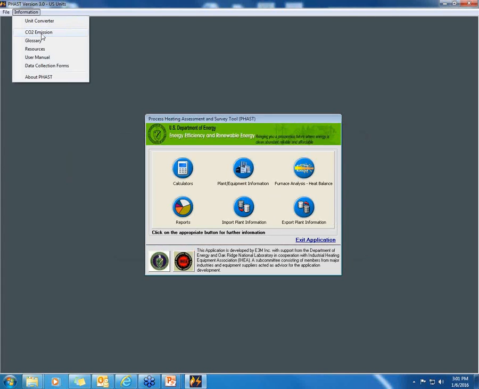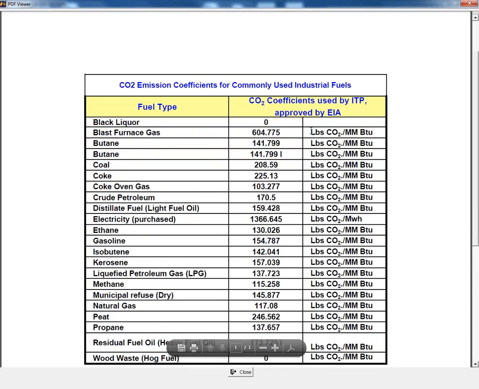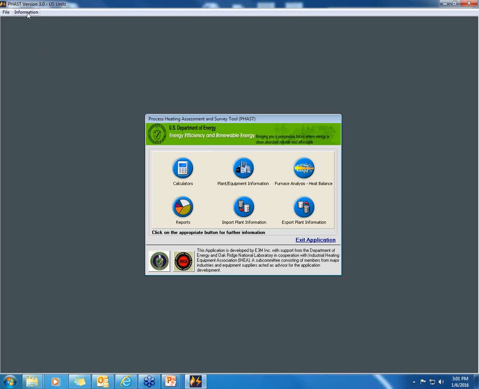Then you also have CO2 emission factors. For different fuels, whatever emission factors are there, basically pounds of CO2 per MMBTU, that information is also there. Then you have the user manual. The user manual is basically a step-by-step guidebook on how to use the FAST 3.0 tool.